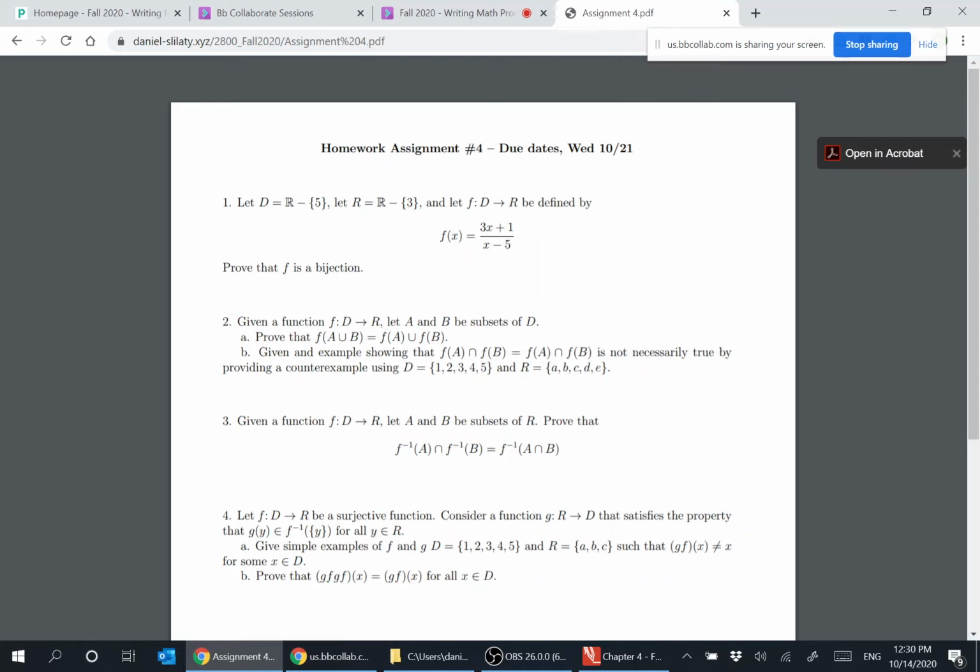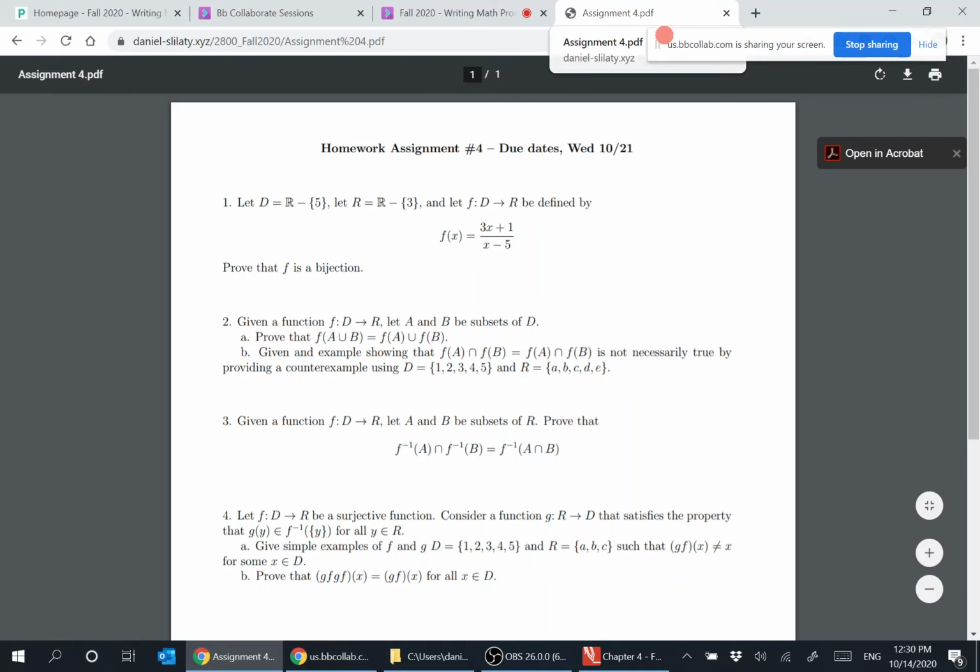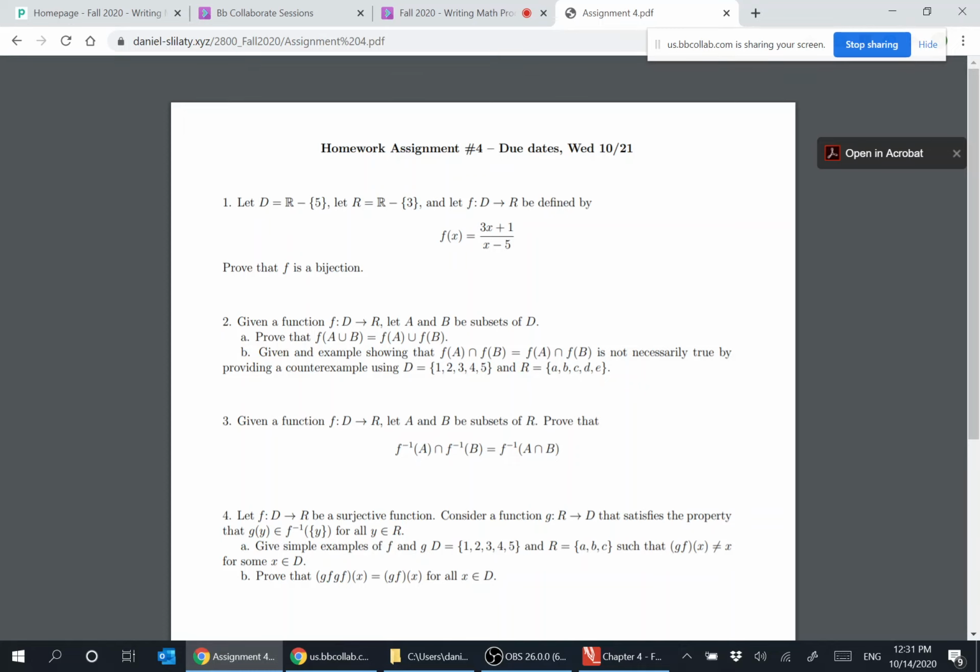Let f from D to R be a surjective function. So this function is surjective, but it's not going to be injective. And define a function g from R to D, satisfying the property that g of y is in the preimage. So by the way, notice the same notation is used for preimage as it is for inverse function. Right, but preimage isn't a function from range to domain. Inverse functions are functions.